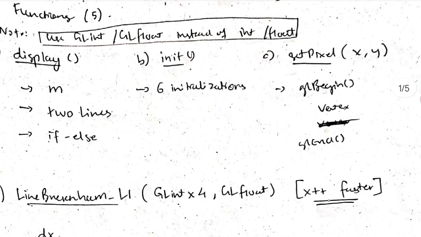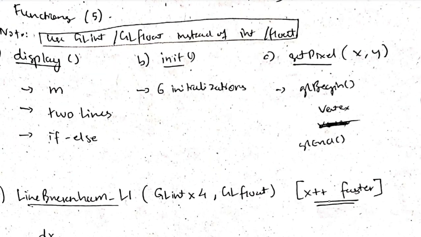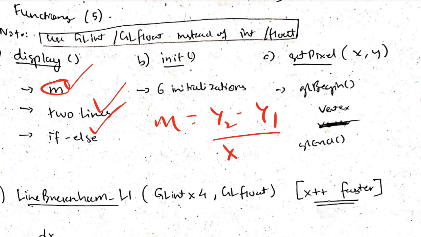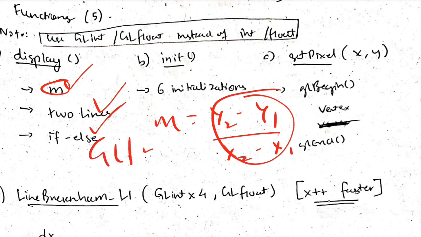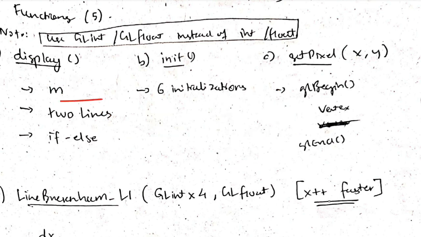In the display function, you have 3 things: m, 2 lines, and if else. M means slope, right? You are trying to find out the slope, which is equal to y2 minus y1 divided by x2 minus x1. That's what we are doing here. So we'll take GLfloat m is equal to y2 minus y1 by x2 minus x1. We'll use math.abs also. And after we have got that, we'll be drawing 2 lines.